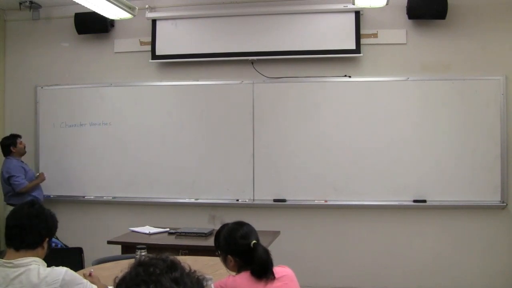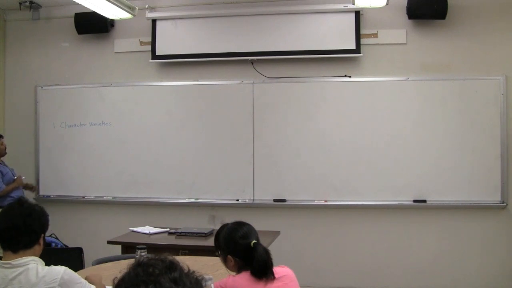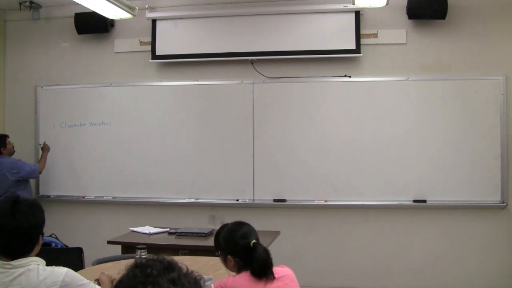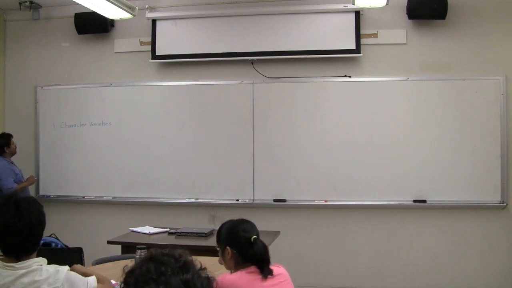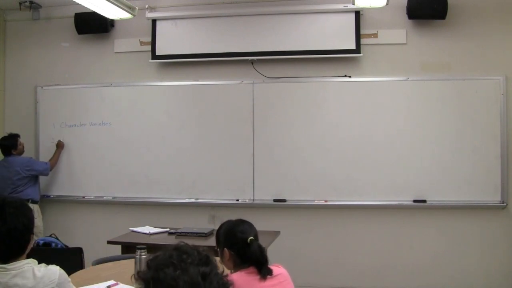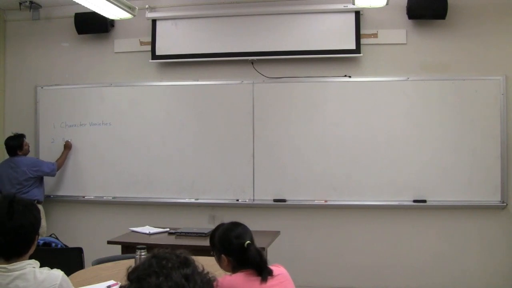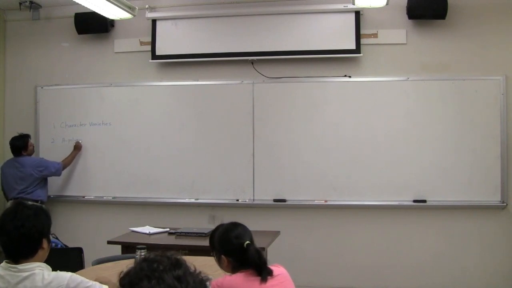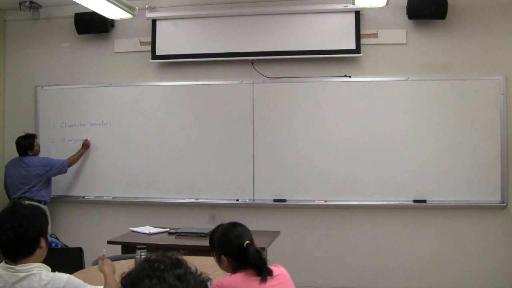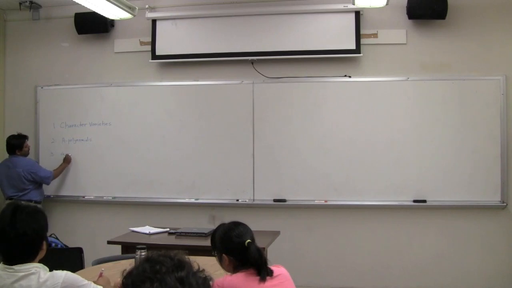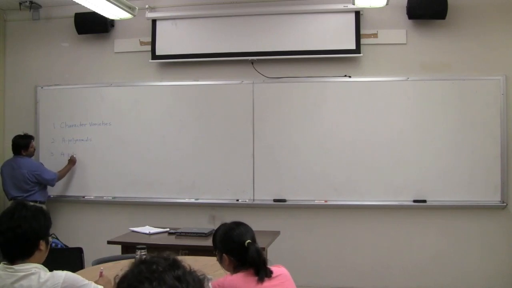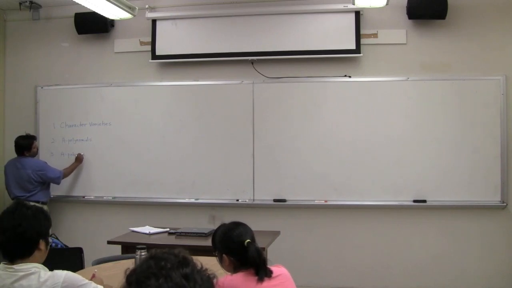So some definitions, properties, and examples. But in order to understand and compute the A-Polynomial, you need to know something about character varieties. The second talk will be some definitions and examples of A-Polynomials. And the third talk, I plan to give some geometry of the A-Polynomials.